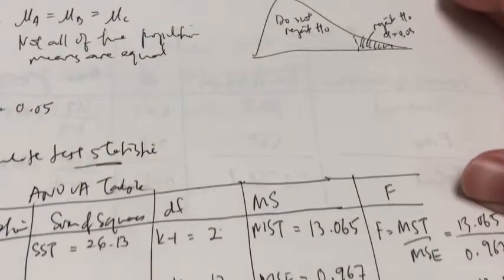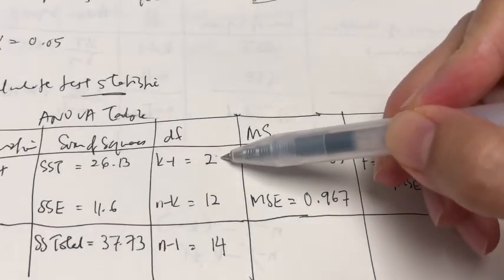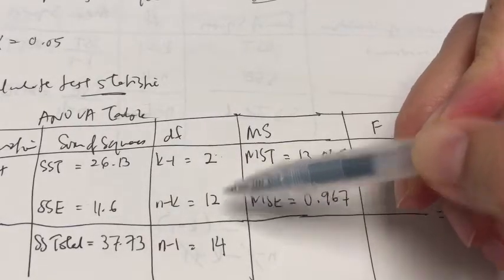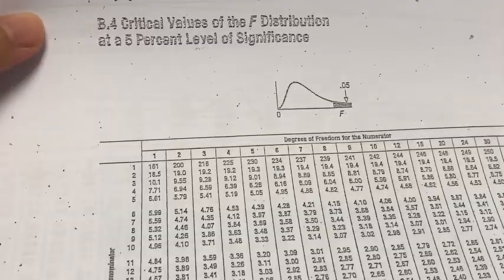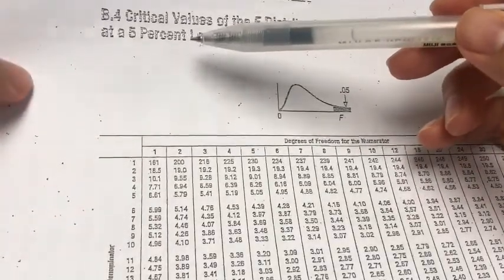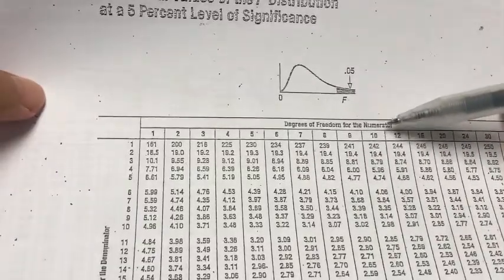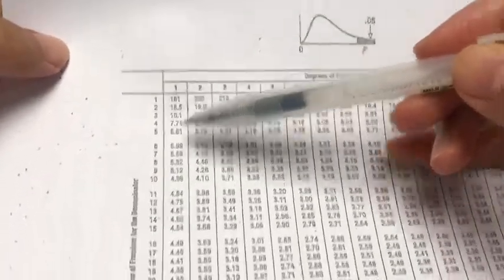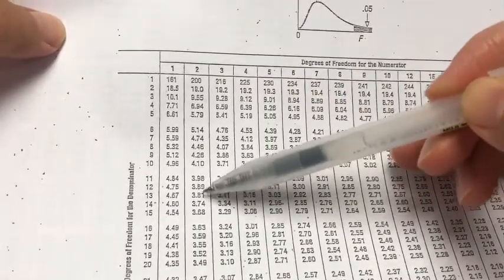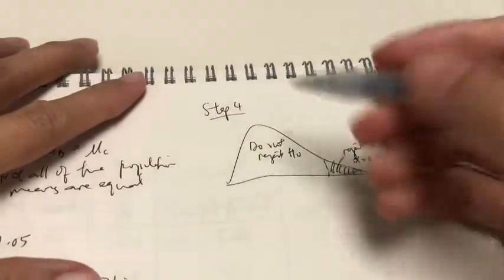Very simple. Okay, we'll go back to your ANOVA table, guys. So this is the degrees of freedom for the numerator. This is the degrees of freedom for the denominator. Go and look at your F table. So this is the F table at 5%. Okay, make sure you're looking at the right table. Now, just now we mentioned that the degrees of freedom for the numerator was 2, and the degrees of freedom for the denominator was 12. So you just look at 2 and 12, and we get 3.89. Yeah, so 3.89 is basically our critical value.